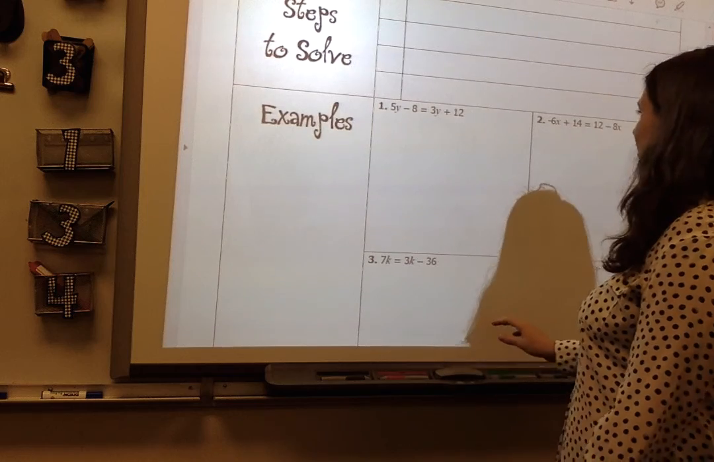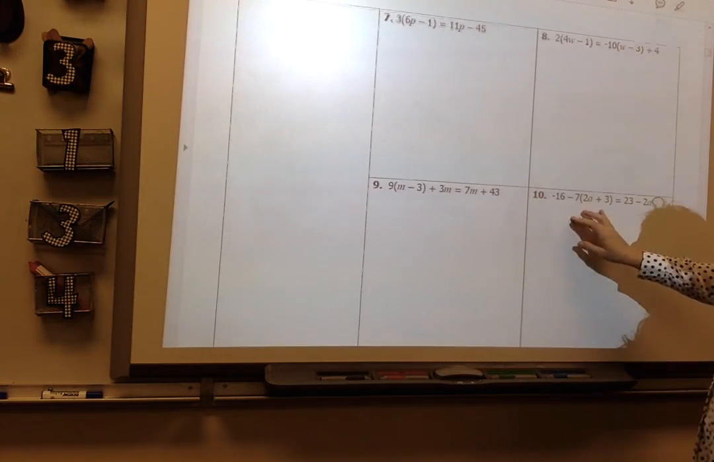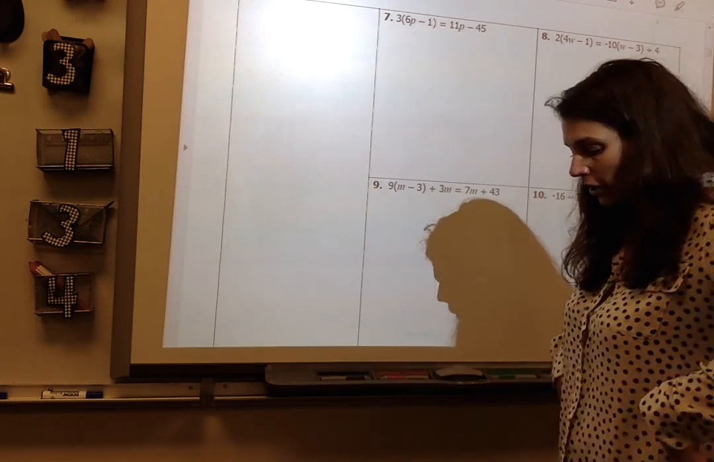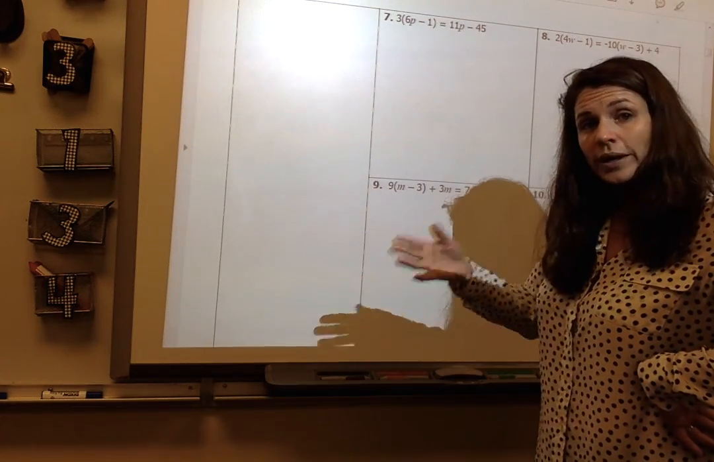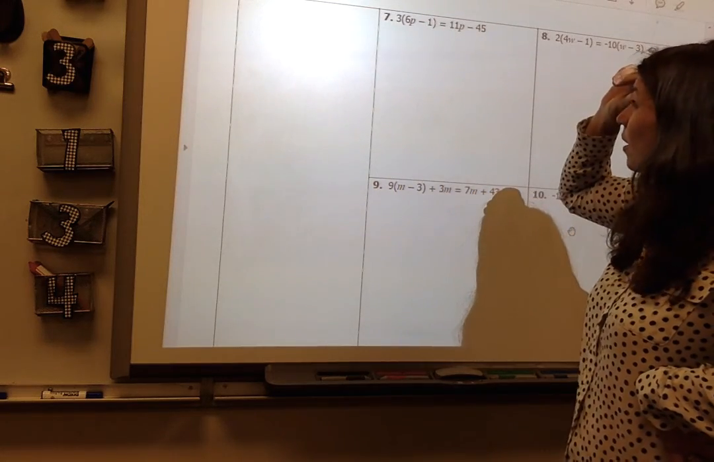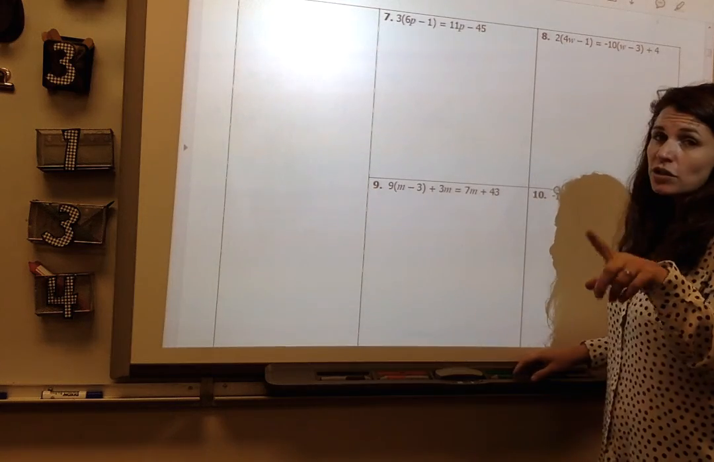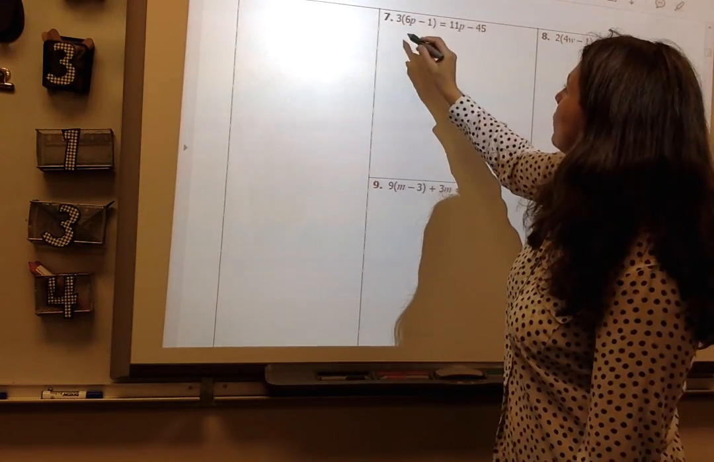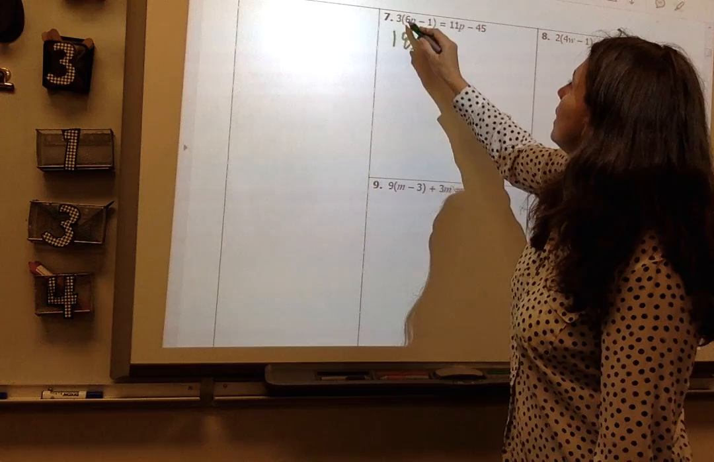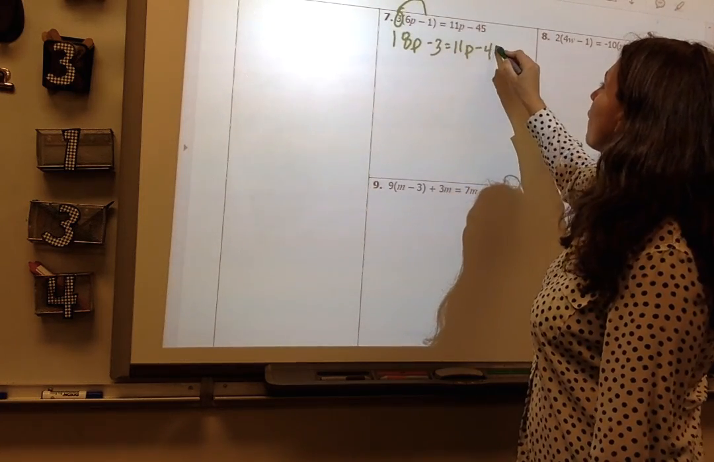All right, so let's do one where we distribute. So on the next page, if you have questions on number 1, come see me in tutoring, and then we can go over those examples again together. But let's do number 7. So my first step is I'm going to distribute, and I can distribute this 3, so I get 18p minus 3 equals 11p minus 45.